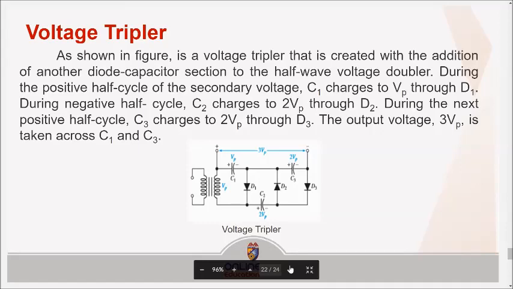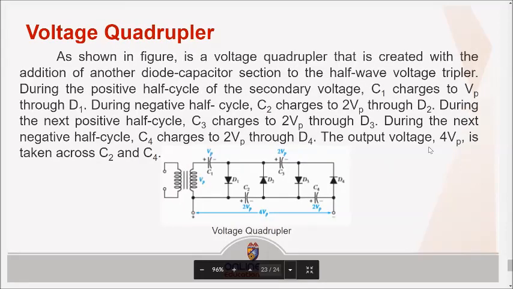Okay, next we have, how about voltage quadrupler? Kung kanina is tripler, 3 beses yung peak voltage niya, dito naman is magiging 4 na beses ang equivalent nung peak voltage. Okay? As shown in the figure, is a voltage quadrupler that is created with the addition of another diode capacitor section to the half wave voltage tripler. Yung half wave voltage tripler natin kanina schematic, mag-add ka lang ng additional na diode capacitor section. Then during the positive half cycle, ito yung function ng secondary voltage.